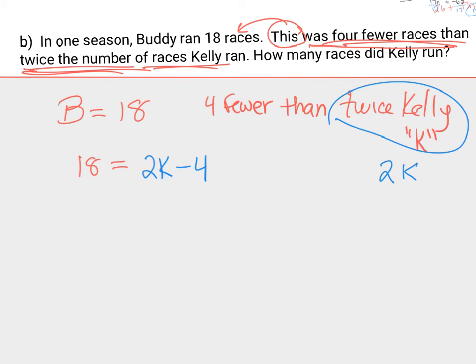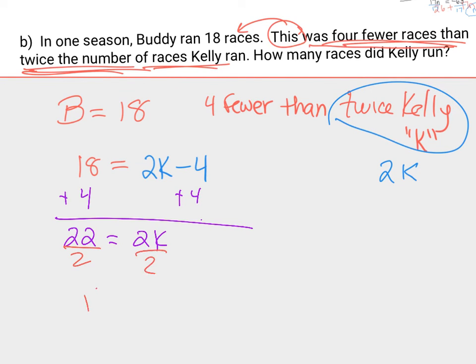Fewer than is also a trigger. Fewer than, less than, it means you're taking them away from it. Your job was to make sure you knew that if it's 4 fewer than twice Kelly's, twice Kelly minus 4 is what he ran, which equaled the 18. And then we just solve like normal. Add 4 to both sides. 22 is equal to 2K. Divide by 2. And we get 11.